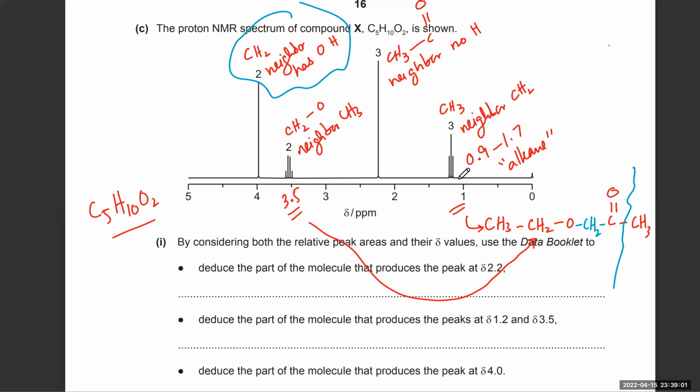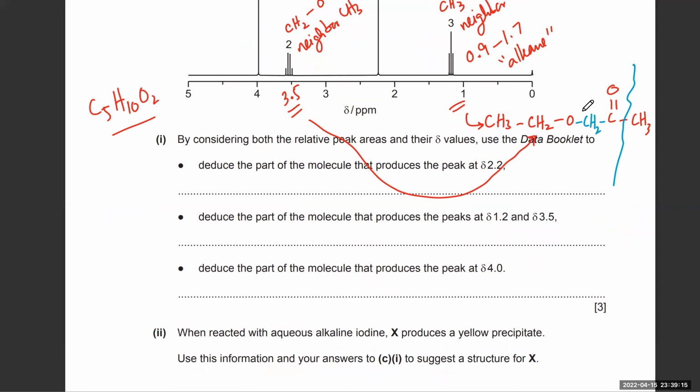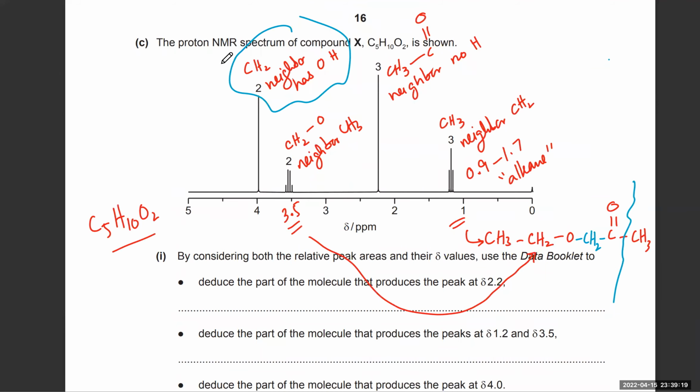Based on the value over here, 3.5, I also figured out that it is next to an oxygen, so that also came. So the only missing place is the middle part over here, that's it. The very last one is this one, so I had no other option except to put a CH2 right in the middle. This one was the only missing part.